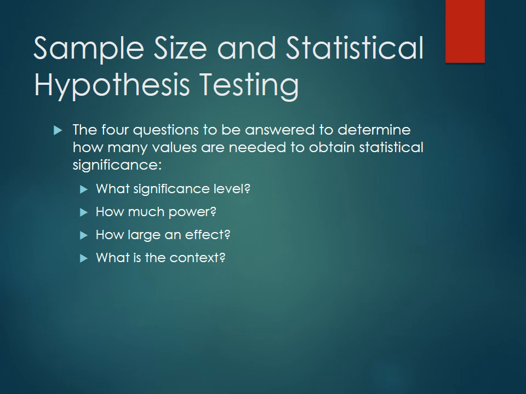And again, 4 questions really need to be answered to determine how many values are needed to obtain statistical significance. So again, what's your significance level? So what's your alpha? How much power do you need? In order to determine how big of an effect size you want to show, that determines how much power you're going to need to do that. And then what is really the context? So you also have to look at feasibility for being able to find those type of patients you want to involve in your study.